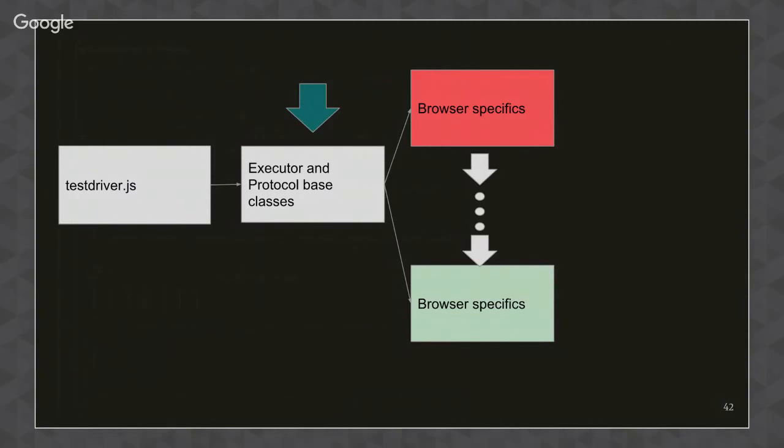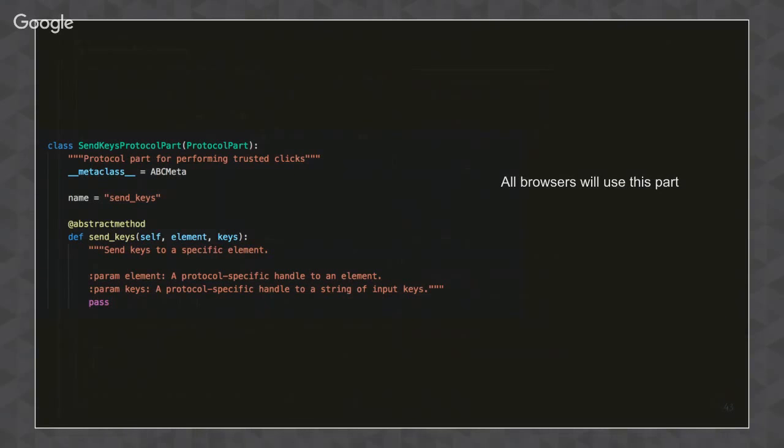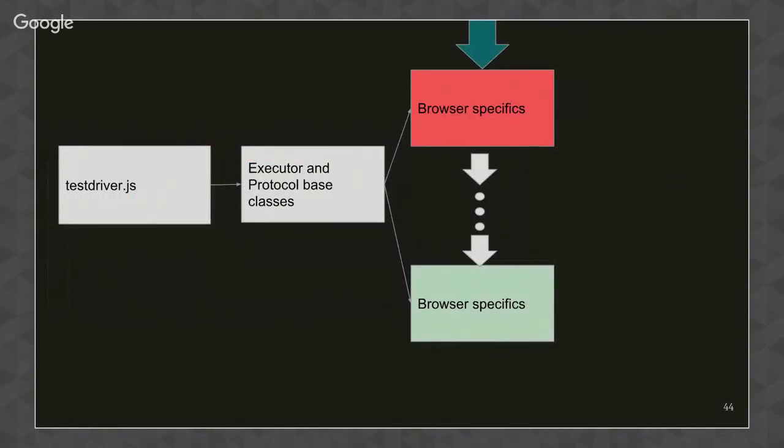For the next part, updating the base classes for the protocol and the executor. All browsers will use this part, and we just write our abstractions so that we can be cross-browser and everyone can use the same API. And then finally, the browser-specific parts are up to the specific executors and protocols that those browsers use.